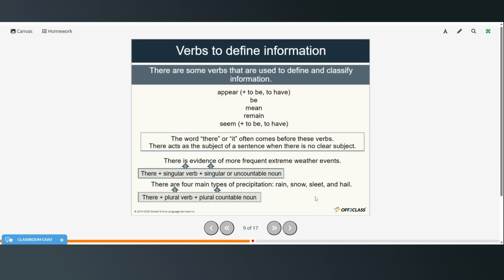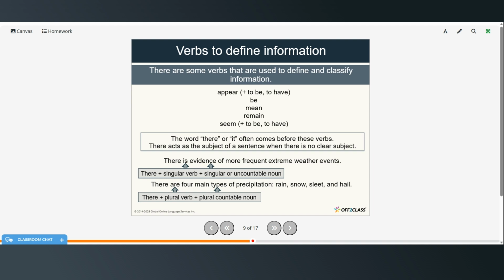So now we're going to look at verbs to define information. There are some verbs that are used to define and classify information, such as appear, which can be used with to be, so something appears to be or appears to have. Be, mean, remain, and then we can also use seem to be or seem to have. The word there or it often comes before these verbs.